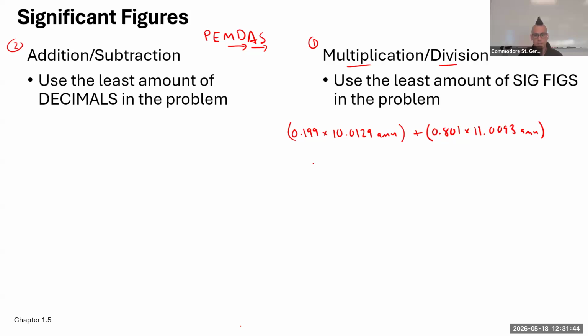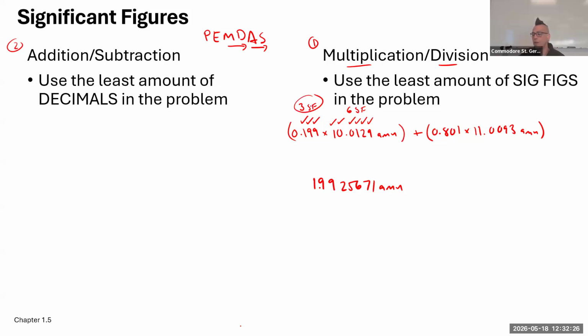0.199 times 10.0129. I got 1.99256671 AMU. We're going to look at the significant figures in the problem. There's 1, 2, and 3. So this is 3 sig figs. Here is 1, 2, 3, 4, 5, and 6. So 6 sig figs. All right, so for this answer here, 1.9925671, we're going to use 3 sig figs.